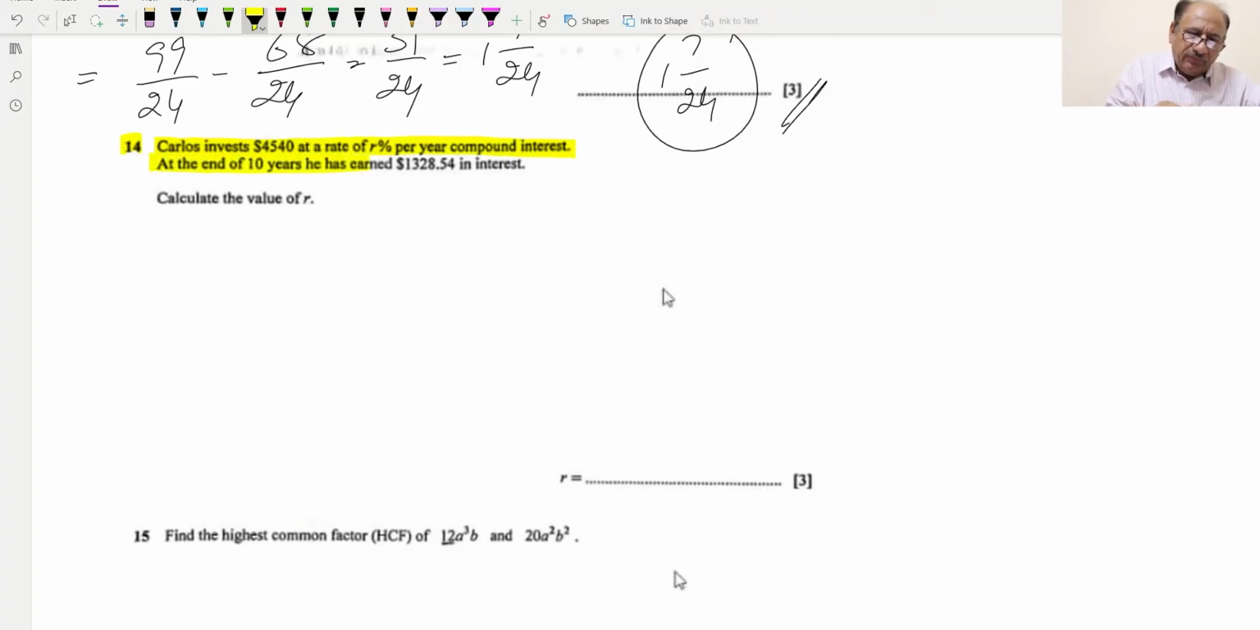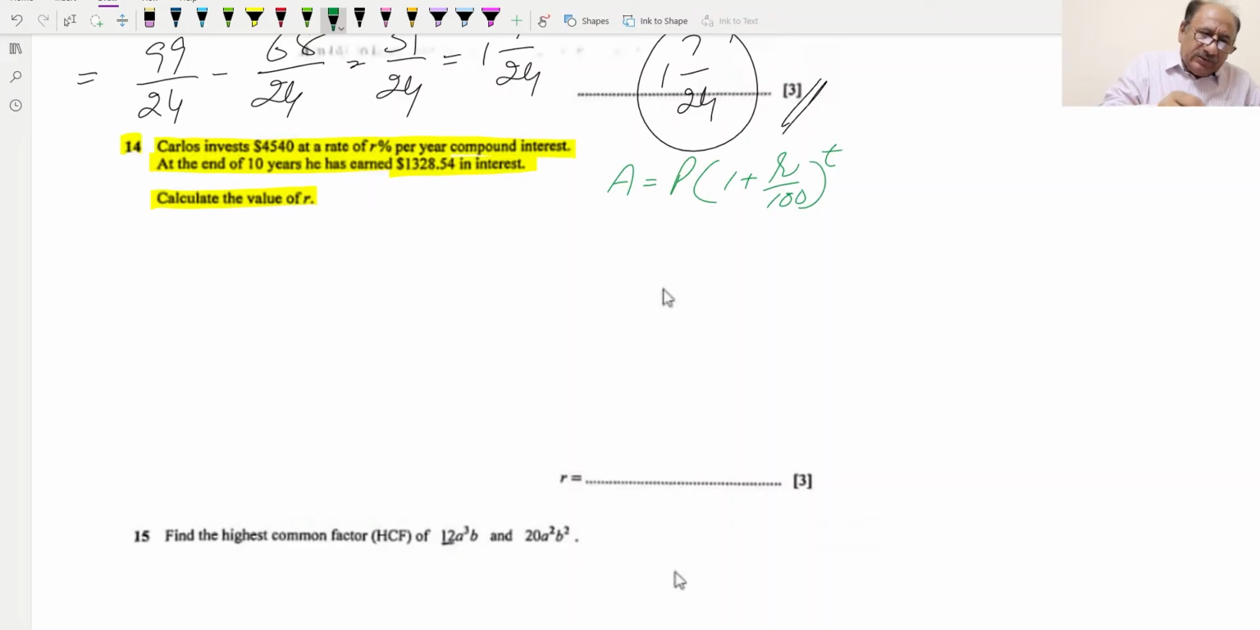Question number 14, Carlos invests this much amount at the rate of R% per year, compound interest. At the end of 10 years, he has earned this much as interest. So calculate the value of R. First of all, we will write down the formula for compound interest, and we know amount is equal to principal amount into 1 plus rate R over 100, raised to the power time duration, which is t.